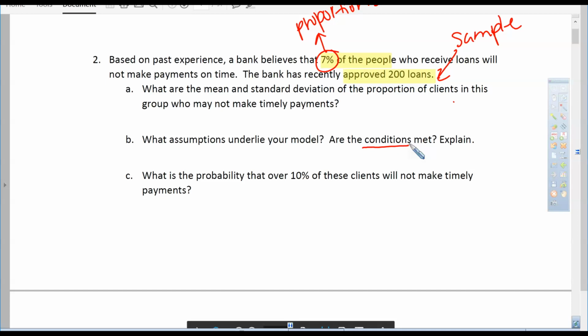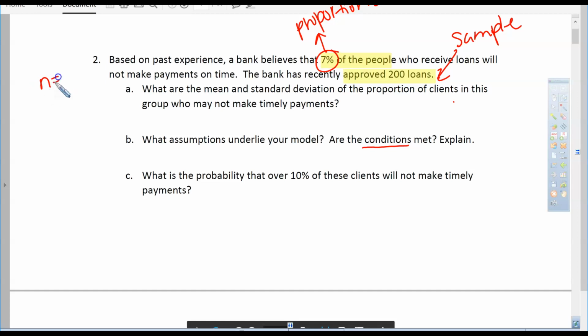So if I look at this one, your first condition has to be random sample. So the 200 loans were randomly selected. I'm not going to write that down because it'll take me a while. And then condition number 2: is it small enough? So 200 loans is definitely less than 10% of all the loans. And then your third condition is your success/failure. So I'll actually go over that one.